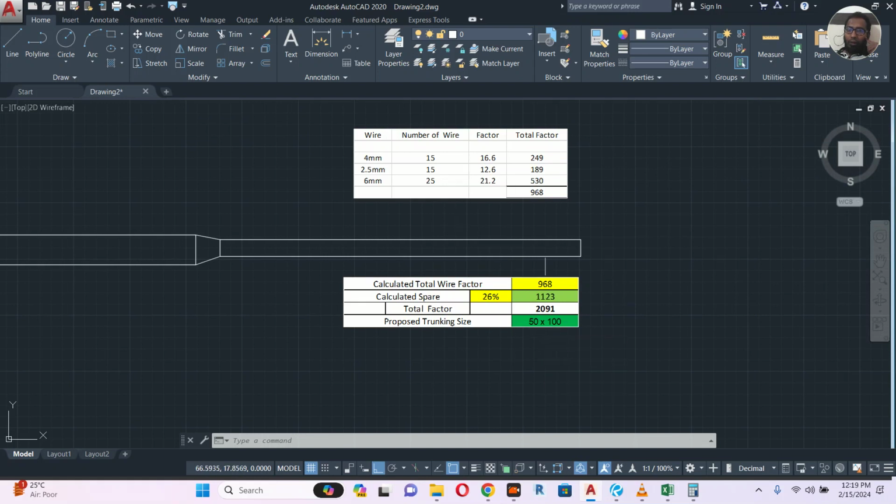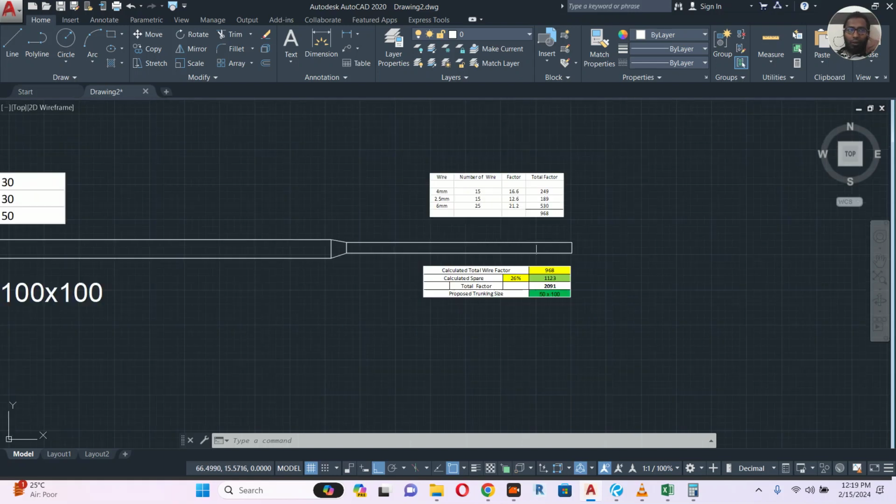So some consultants require this, and some designers put the same size everywhere. So I hope you understand.